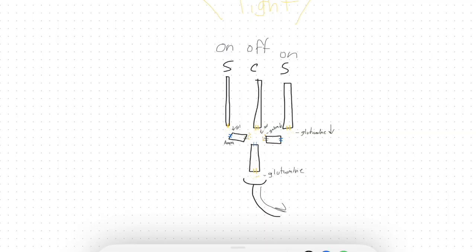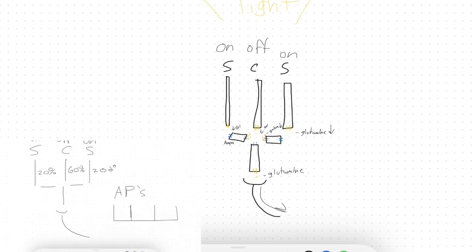With off-center on-surround, the bipolar cell has AMPA receptors that are stimulated by glutamine. When light hits the center, it will again reduce glutamine release, which won't activate the AMPA, which will not lead to action potentials.